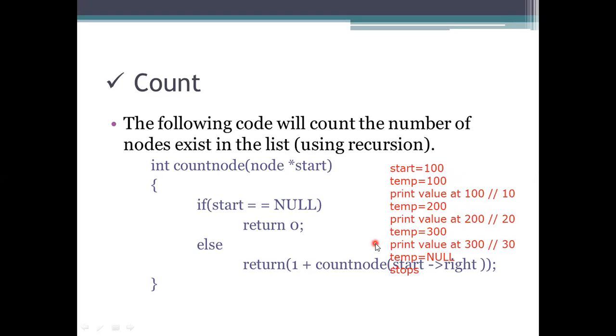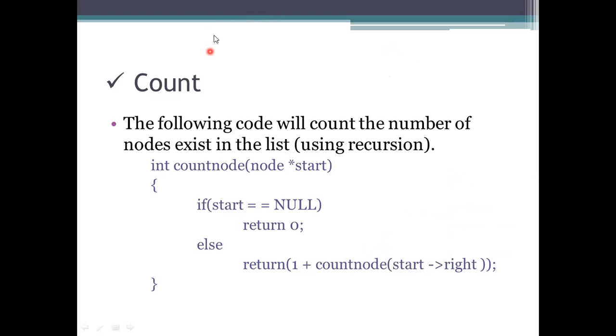So here it is updating the value and recursively calling the function. Now the start's right will be... At the first step, we need to pass a value to the count node. At the first step it is 100, and we are not making it null. So the start value is here, and this will be implied at this point. It is not equal to null, which means it will go for the else.